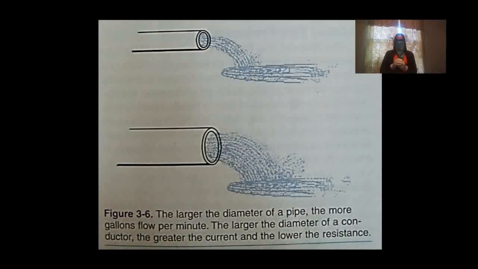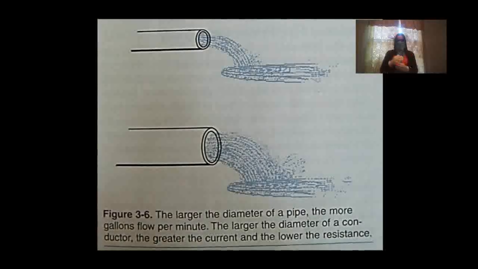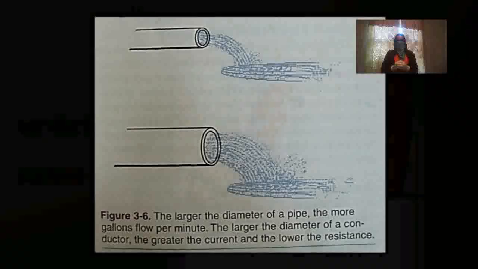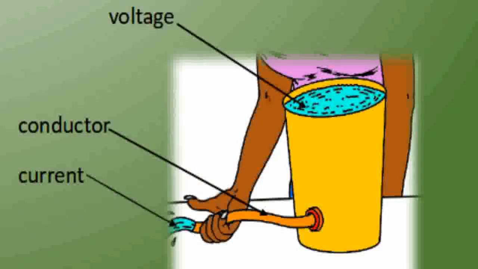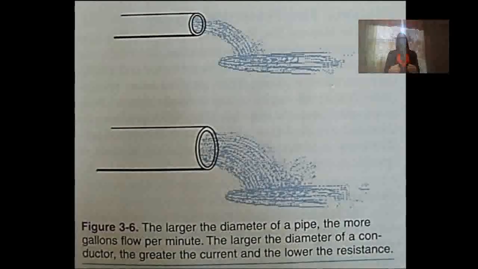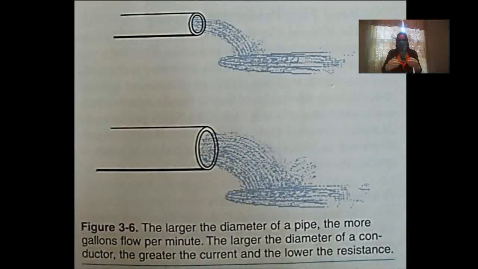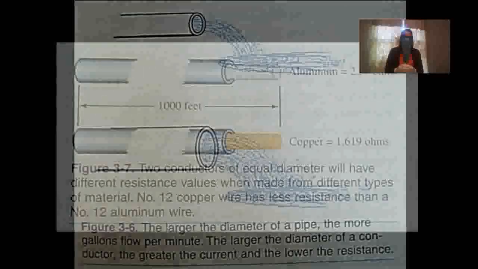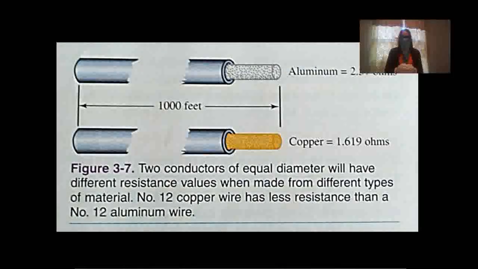Cross-sectional area of a conductor. Increasing the cross-sectional area of a conductor increases the amount of current that can flow. To help visualize this, use the flow of water through a pipe as an example. Figure 3-6: A large diameter pipe can carry more gallons of water per minute than a small diameter pipe. An electric conductor operates in the same fashion. The larger the diameter of the conductor, the more electrons it carries per minute than a small diameter conductor.